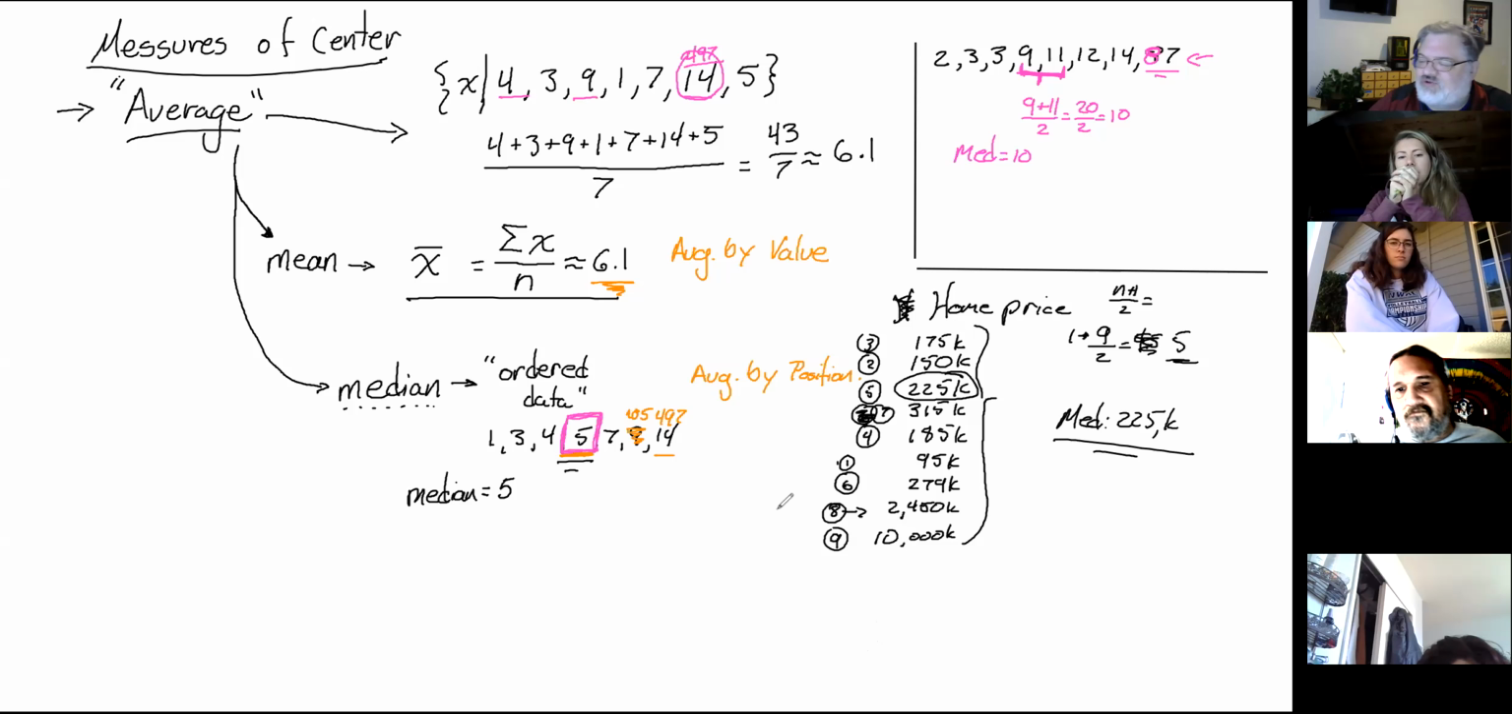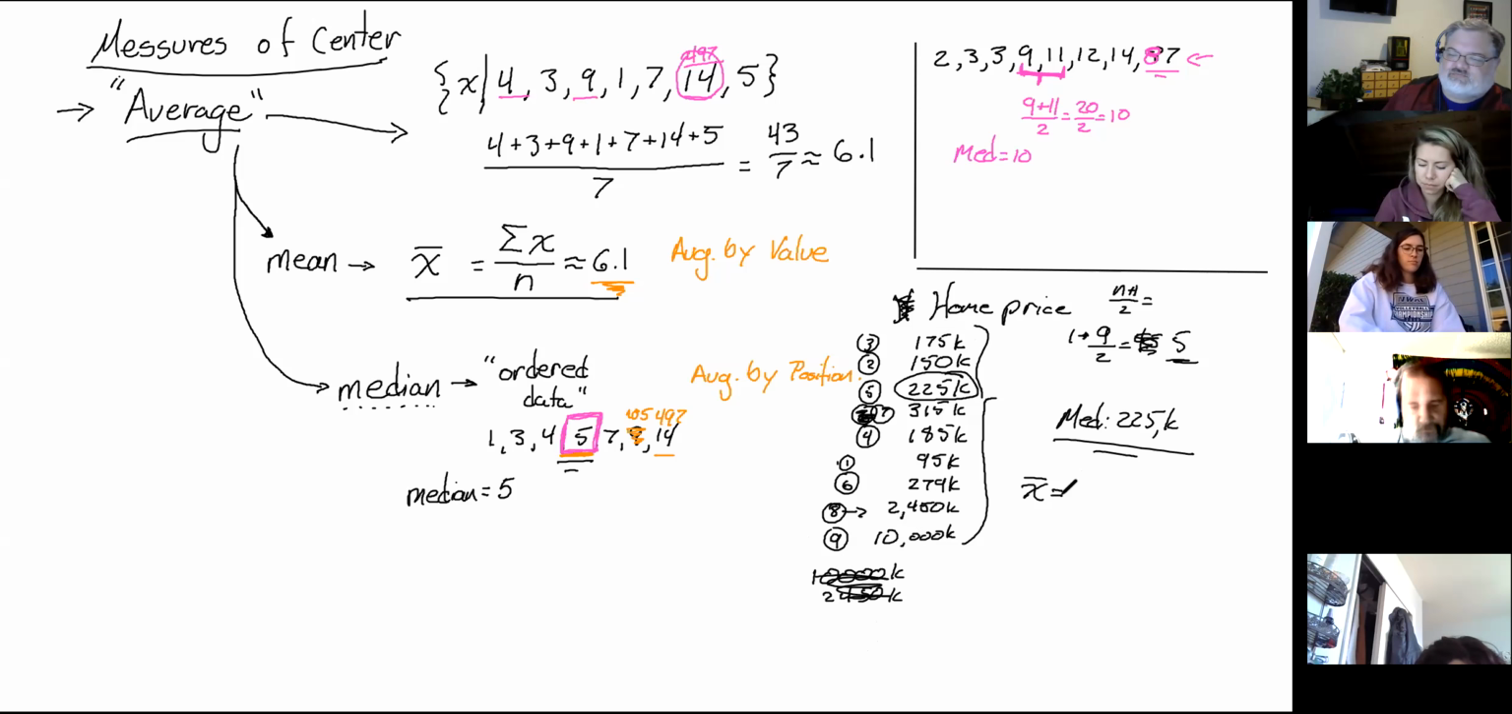I even kind of want to do that to compare them. So let's take that 10 million and the 2.45 million. And why am I writing these down again? They're all right here. Add all these up, divide by 9, and tell me what you get for the mean. I've got to remind myself, I can have you guys do stuff.